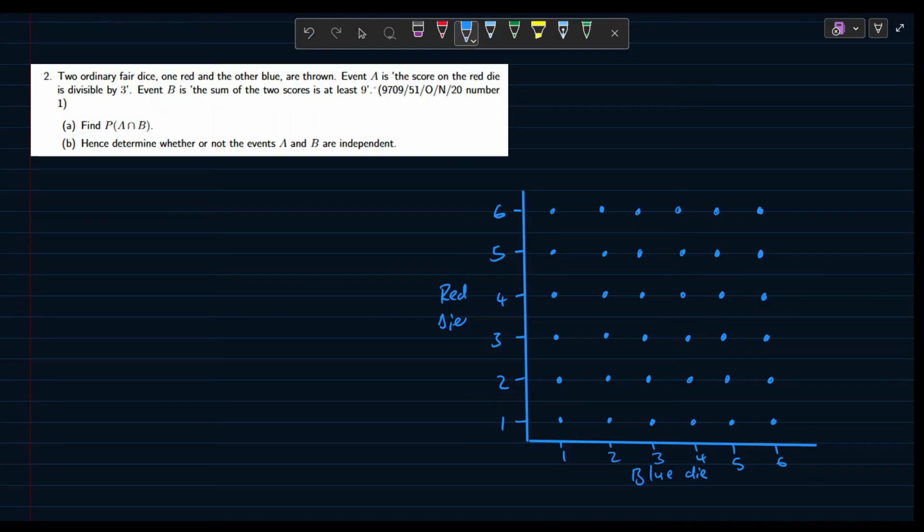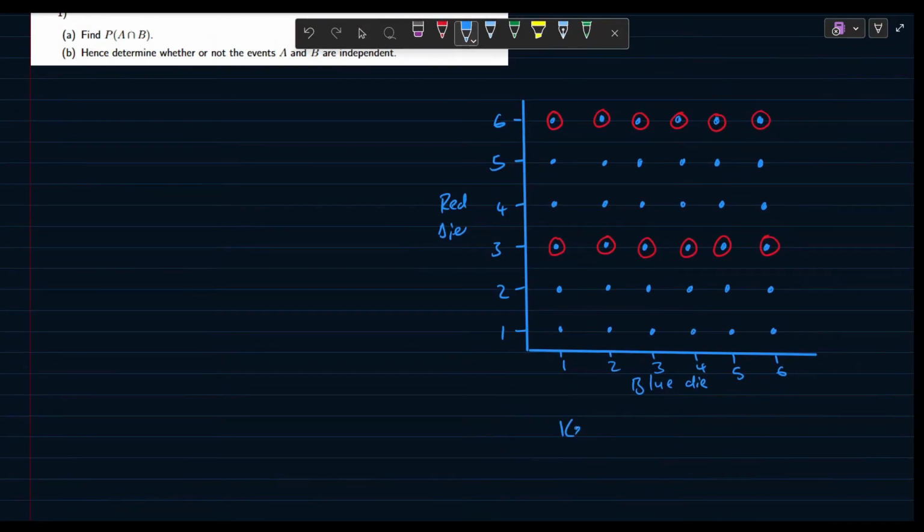We need to find the outcomes that represent event A. That's the score on the red die is divisible by 3. So I'm going to circle that in red. Divisible by 3. Okay, that's going to be this row as well as the row at 6. Alright. So we can even create a key at the bottom to explain. Event A is denoted by a blue circle surrounded by a red circle.